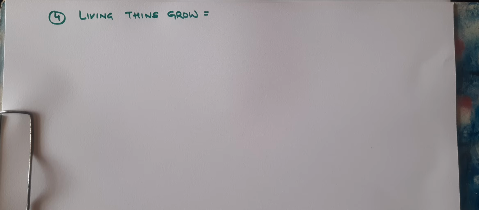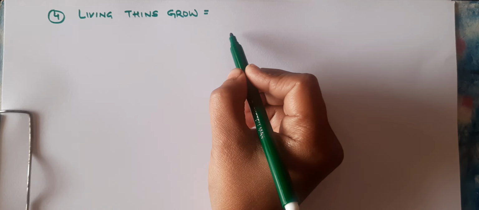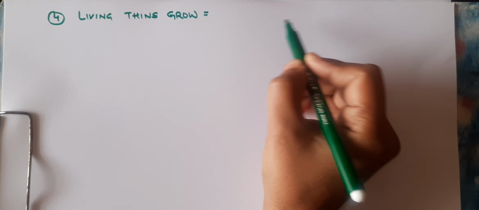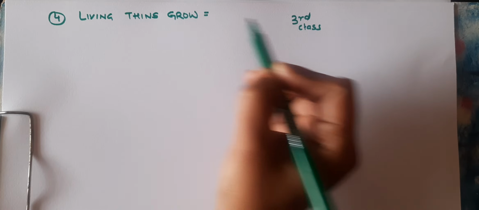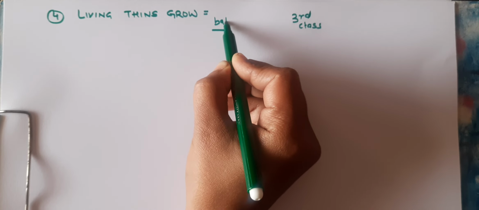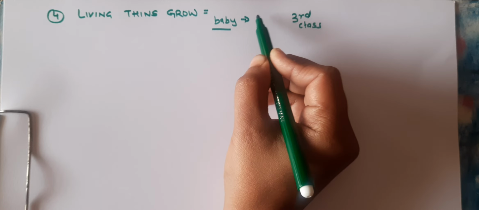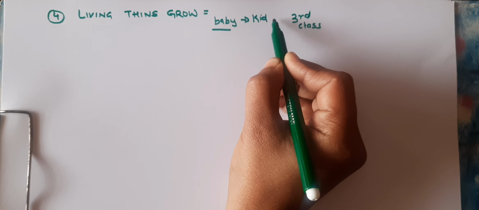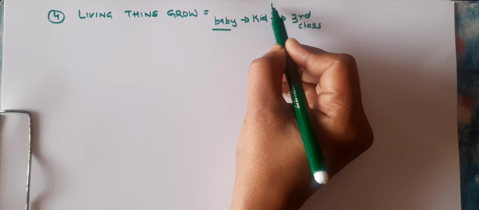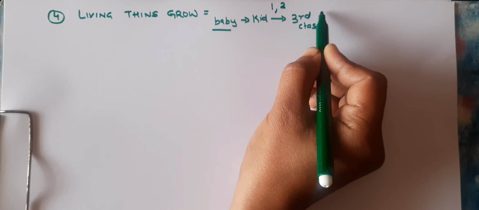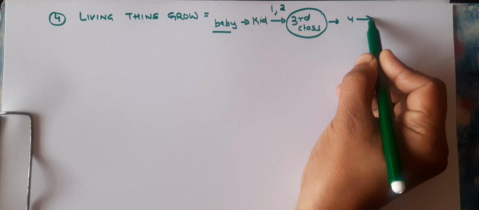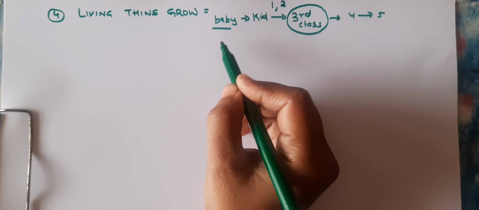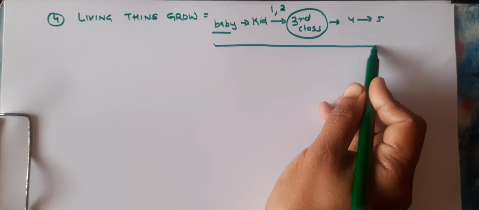Okay, so I will give you a very common example. So now you are in third class. So first you are a baby, then you grow up, become a kid, you studied in class first, then you studied in class second, and now you are in third class, and later you will go to fourth class, then you will go to fifth class. So you realize that you grow here, from here to here you are growing.